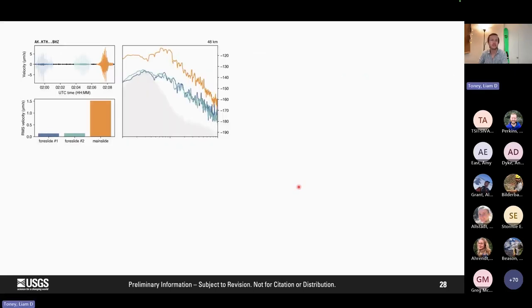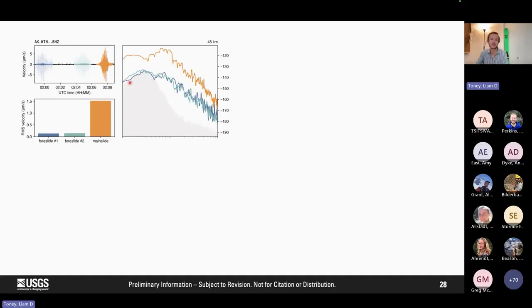So we were curious to explore a little bit more how similar these 2 foreslide signals were to the main failure, to understand how large they were and how their durations compared. And so what we're looking at here is the time series from a station, a seismic time series, where I've highlighted the colors of these 2 foreslides and the main slide. And then the panel at right is the spectra. So it's just the energy at different frequencies for these 3 different sections of signal.